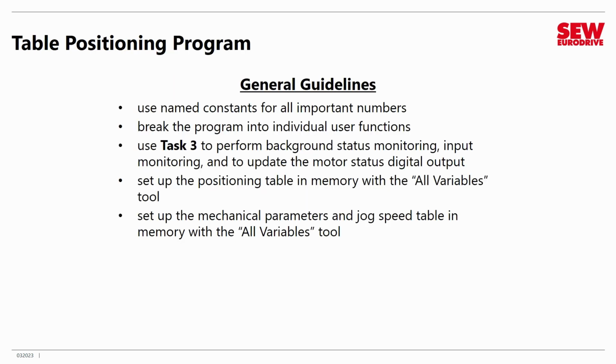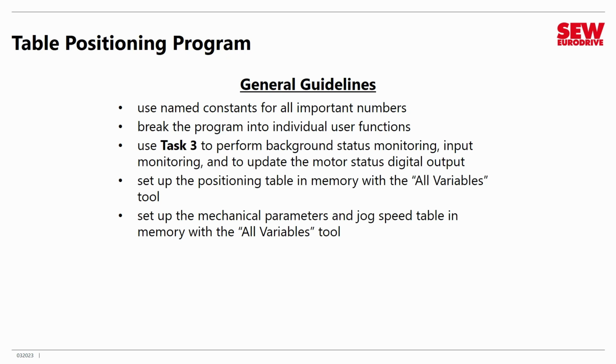All right, let's look at some general guidelines for the program first. Then we're going to get into more specifics, and we're going to then actually write some code as well. I'd like you to use named constants for all the important numbers in your program. Named constants cost you nothing, so use them freely to improve readability. You should also break the program into individual user functions for the different operations. Basically, main should just handle initialization and dispatching. Beyond that, it really shouldn't do anything else.